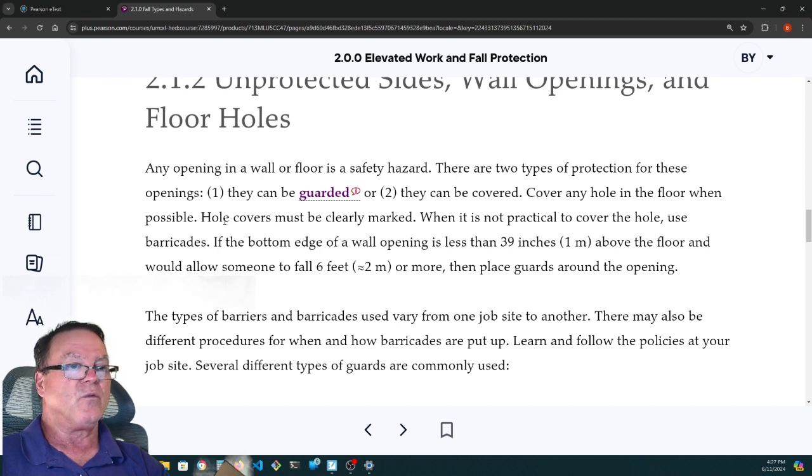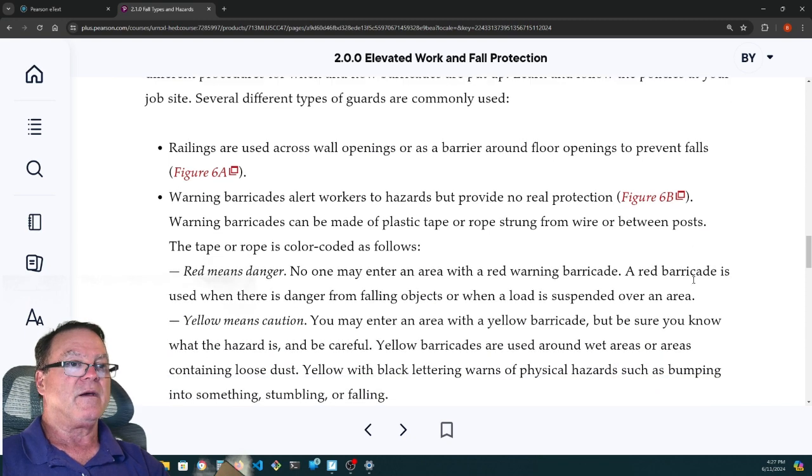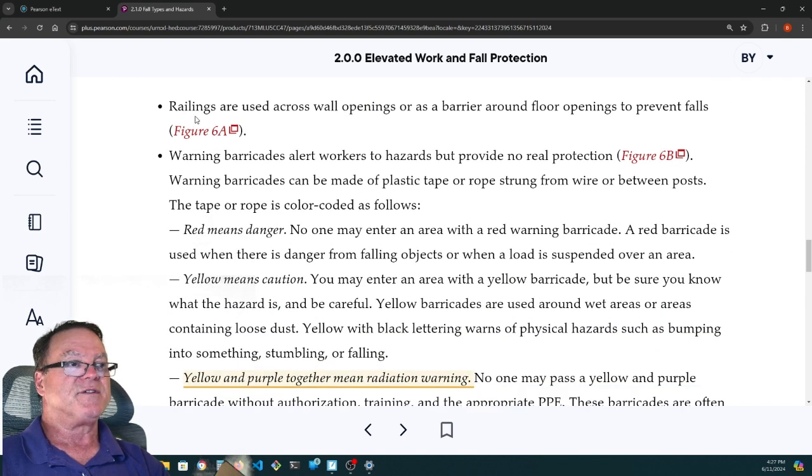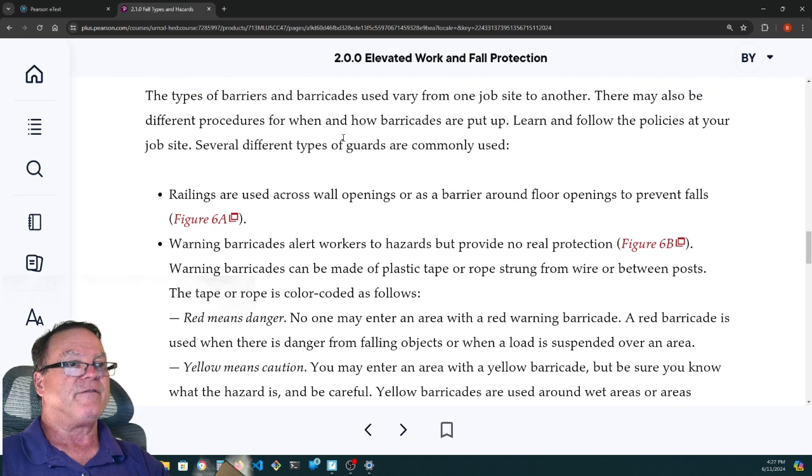Cover any hole in the floor when possible. Hole covers must be clearly marked. When it's not practical to cover the hole, use barricades. If the bottom edge of a wall opening is less than 39 inches above the floor and would allow someone to fall 6 feet or more, place guards around the opening. Okay, so these are some of the things that we'll have for protection.